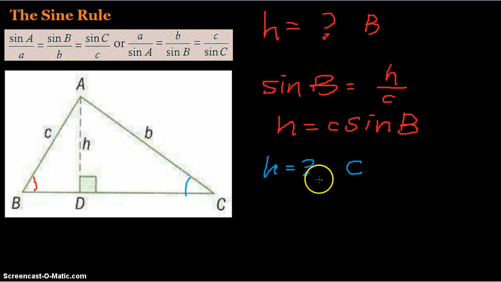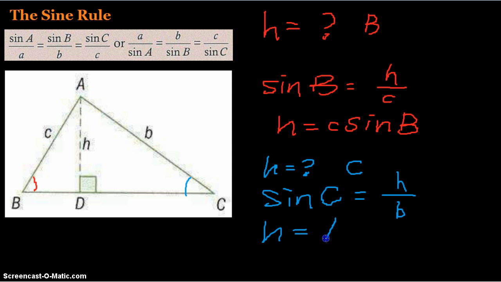Now let's go back to h using angle C. Very similarly, for this angle C, my h is opposite and my b is the hypotenuse. So again, I'm going to have sine. Sine of angle C, big C, is equal to h over small b. So h is equal to small b multiplied by sine of big C.